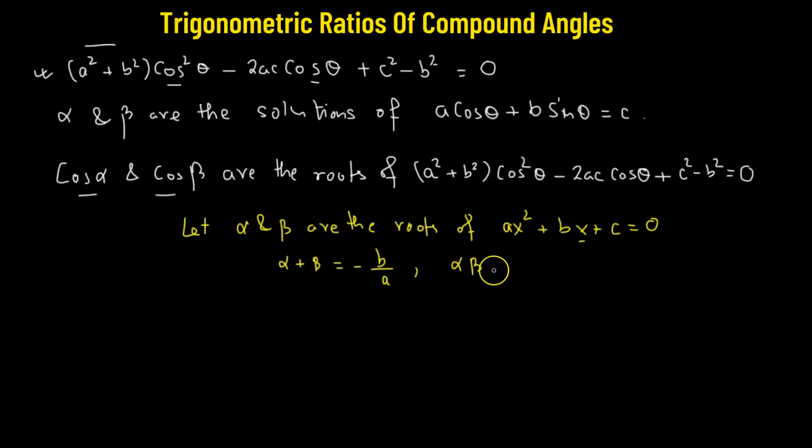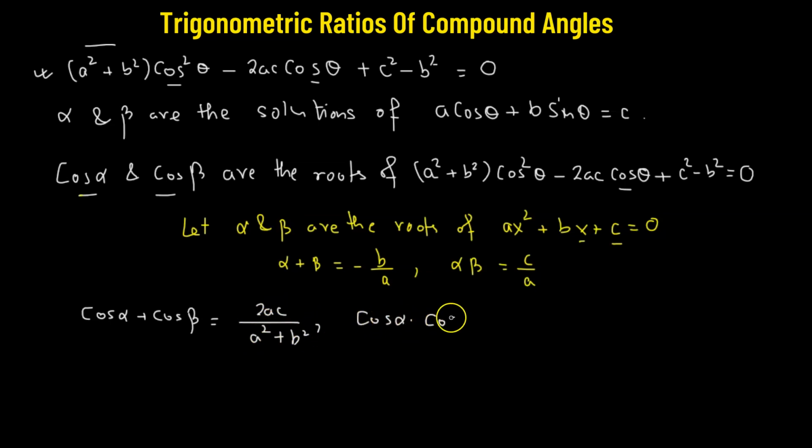And the product of the roots, alpha times beta, will be the constant term c divided by the coefficient of x squared, so that's a. Now in our case we have cosine alpha and cosine beta, so immediately we can say that the sum of the roots, cosine alpha plus cosine beta, will be equal to negative times the coefficient of cosine theta, so we have 2ac over a squared plus b squared, and the product of the roots, cosine alpha times cosine beta, equals the constant term, which is c squared minus b squared, divided by the coefficient of cosine squared theta, so that's a squared plus b squared.